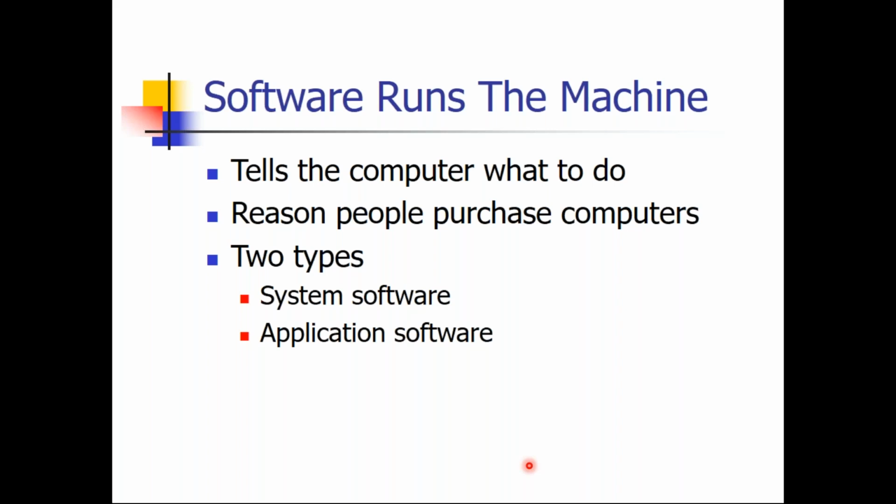Software runs the machine. It tells the computer what to do. It is the reason why people purchase a computer, because it performs the tasks. Whatever we say, the software is going to accept it and run it. There are two types of software: system software and application software.